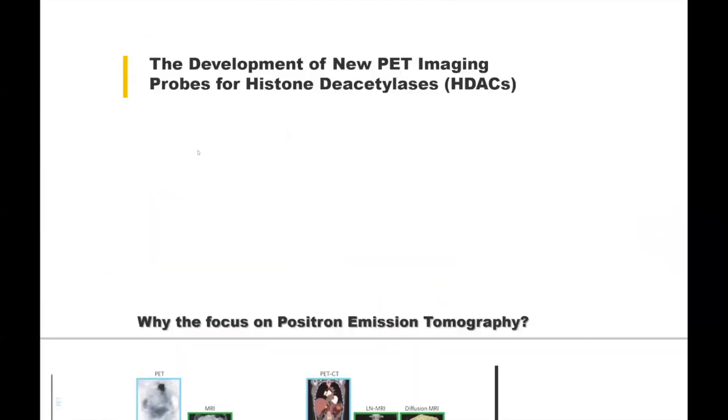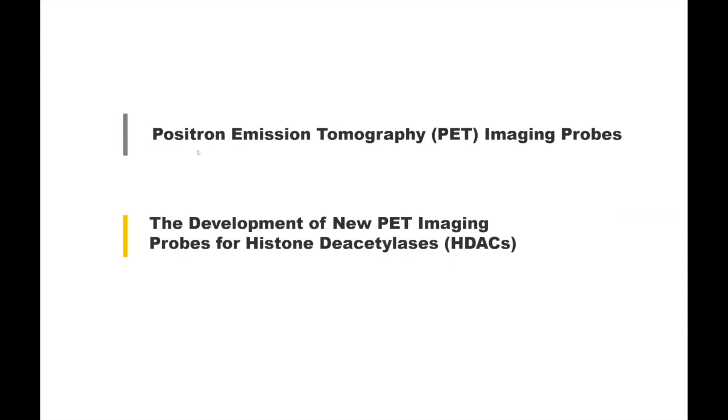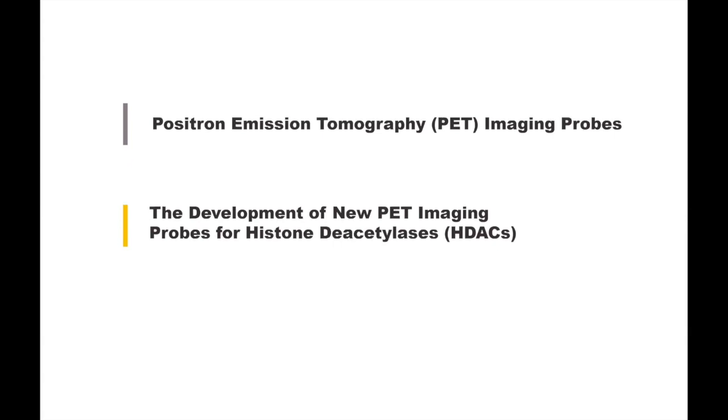So first of all, I have two parts today. The first part is to talk about PET imaging, and the second part is an example of a PET imaging probe for HDAC. We call it the Martinos tracer. I think some people already know that this is a new PET imaging tracer from our Martinos, and this is also my work during my postdoc research. And I will show more details on how we found this probe and how we will use this probe in the future.